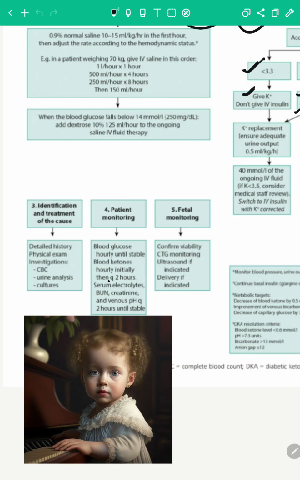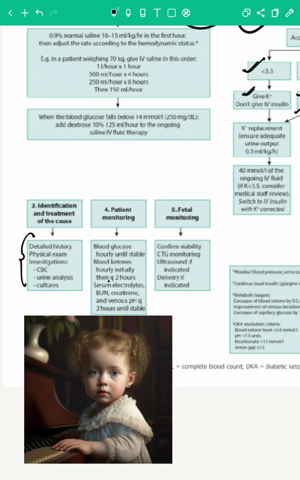Now, coming to the other aspects of management, we all know that without treating the cause, you cannot treat anything. So, after these two important managements, you have to identify what exactly led to the DKA, and with investigations, history, and examination, we will have to fight it out and act according to the triggering factor.